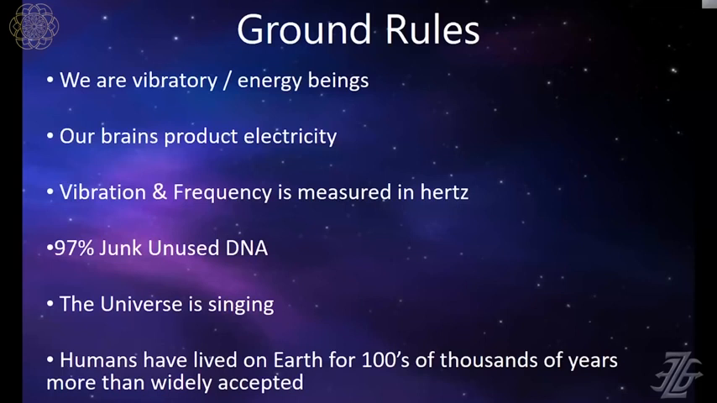Humans have lived on Earth for hundreds of thousands of years, more than widely accepted. So a lot of this is based on our true world history, the ancient origins of humanity. My past presentation talks about that entirely, but we're going to touch on it today and just pick up on the key parts of that, really to bring it home to how that is important. Humans have lived on the world for hundreds of thousands of years, and we've noticed that there's been a frequency fluctuation that has dictated the experiences that we've had on this planet. So that's a very key point.